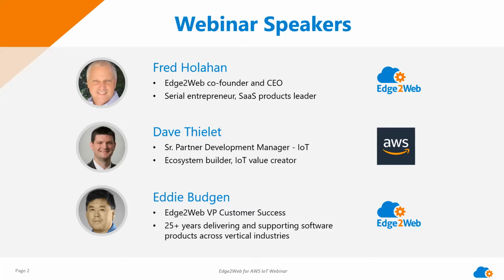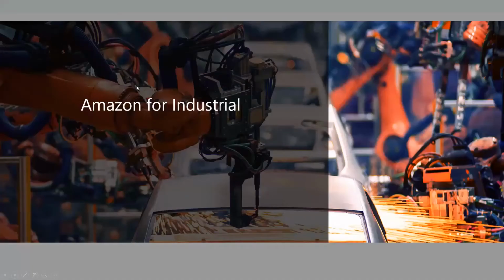We're going to break the webinar into three parts. First, Dave will bring us through AWS's digital transformation perspective, particularly as it applies to industrial applications. I'll then introduce you to Edge2Web, our products, our integration with AWS IoT services portfolio, and finally, Eddie will demonstrate Edge2Web and AWS IoT in action using a connected factory application that was built in a few days. With those introductions finished, I'll invite Dave to start us off with an overview of Amazon for Industrial.